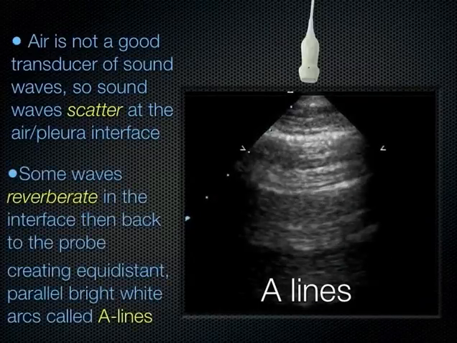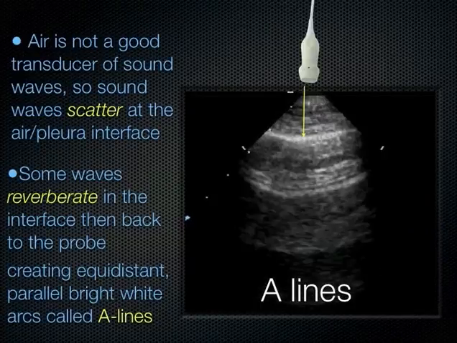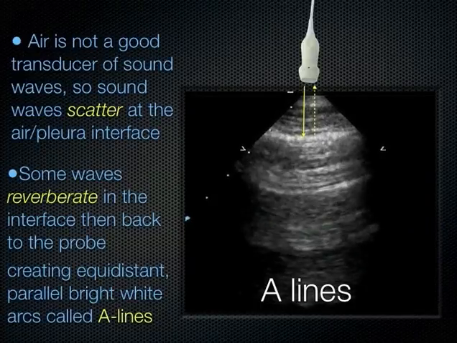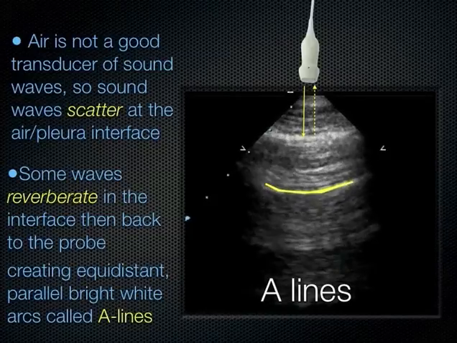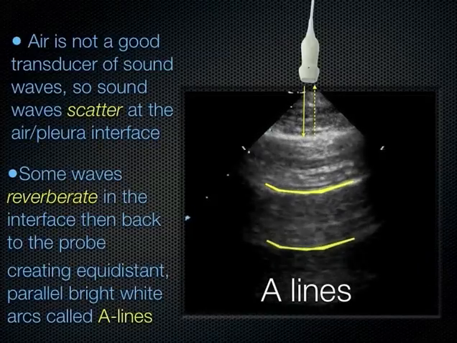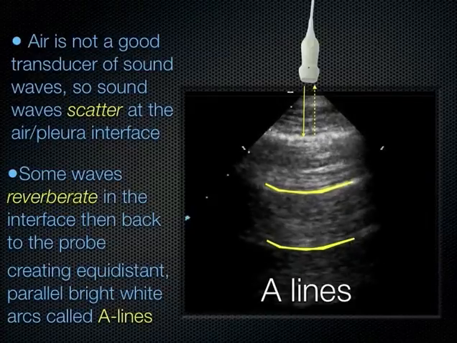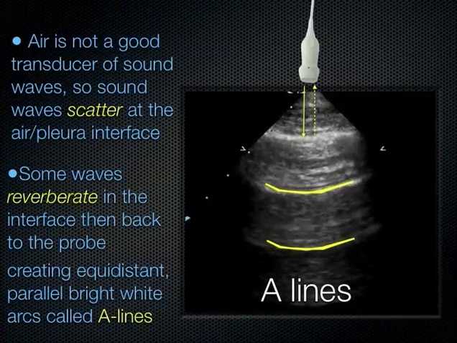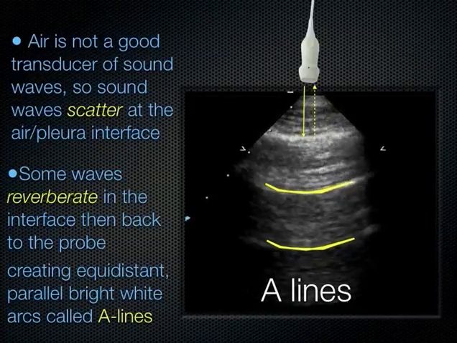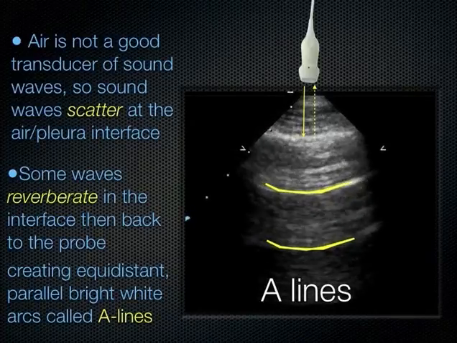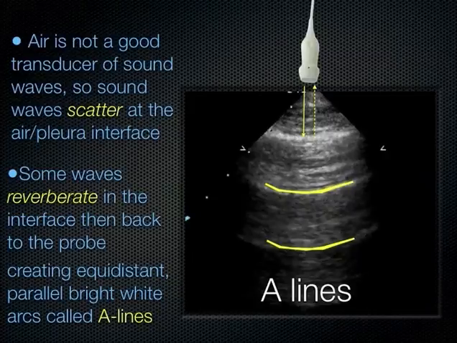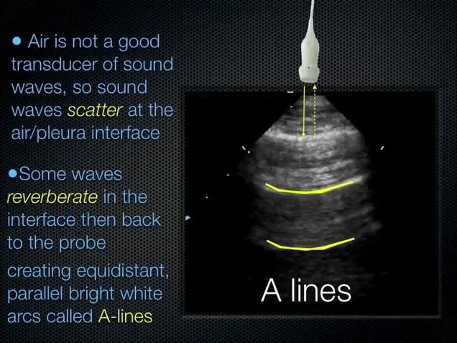Can everybody see that? It's just an artifact. Your lungs are not striped. This is because there's air, and the difference between the air and the pleural line is creating this artifact. Okay, so normal lung will have A lines. Also, pneumothorax will have A lines as well. So A line does not necessarily mean normal, but you will see A lines in normal lungs. Yes, you had a question?